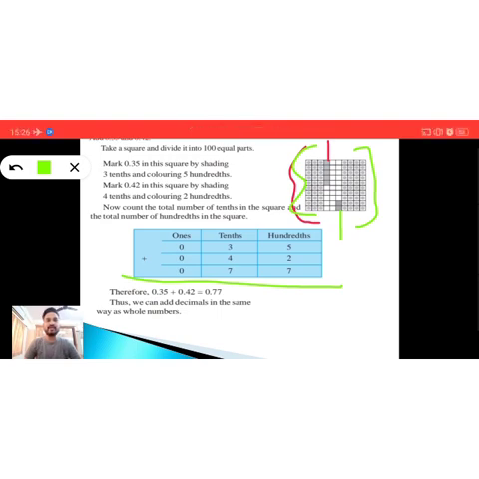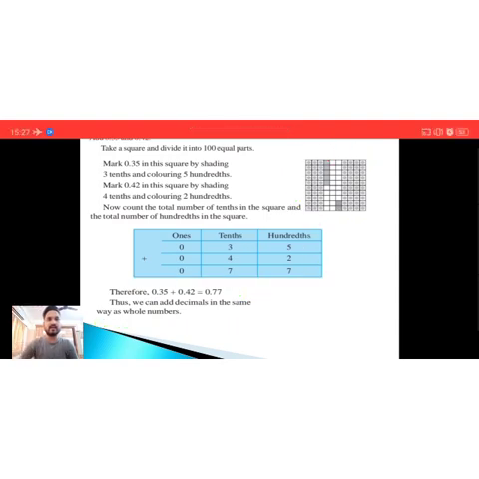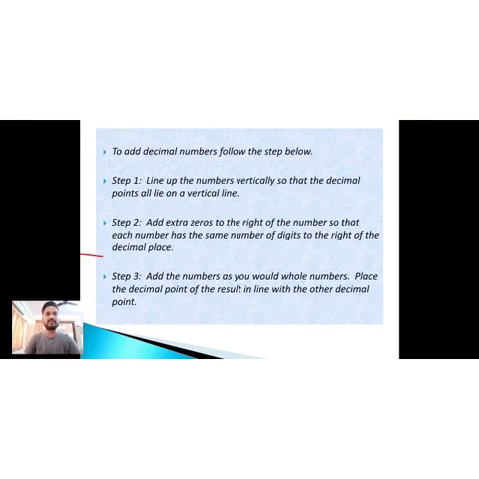Now simply add 5 plus 2, it's 7. 3 plus 4, it's 7. So by adding 0.35 and 0.42, we have 0.77. Thus we can add decimals in the same way as whole numbers. Now just take another example step by step.